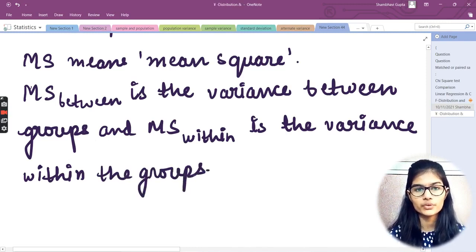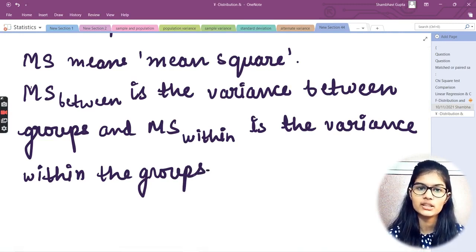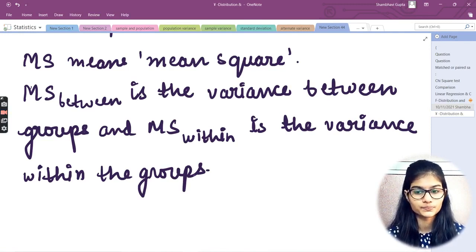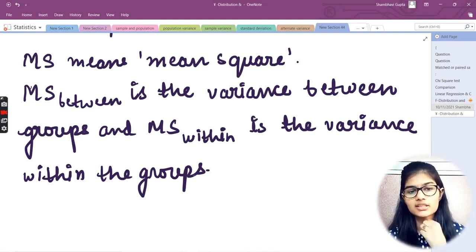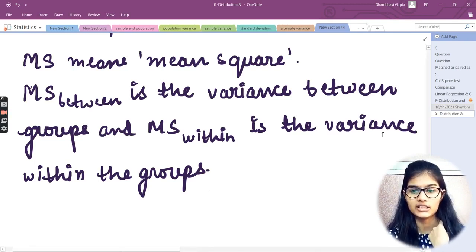So that was about MS, the mean square, right? MS between is the variance which is between the groups, and MS within is the variance that is within the group. So both are different things, right? When I talk about some variance being between the groups, that is one thing. And when I talk about some variance being within the groups, that's again a different thing. So this is about MS, that is the mean square.